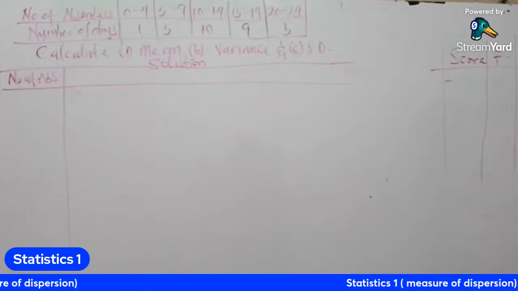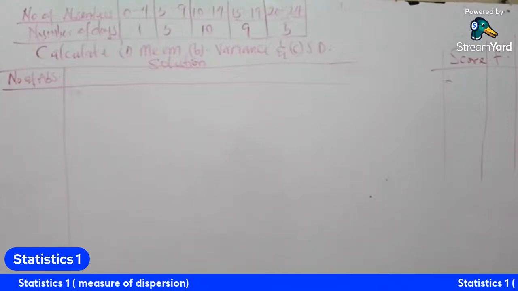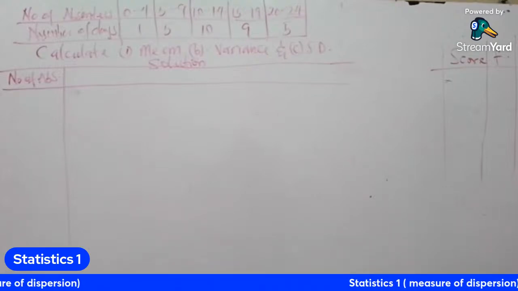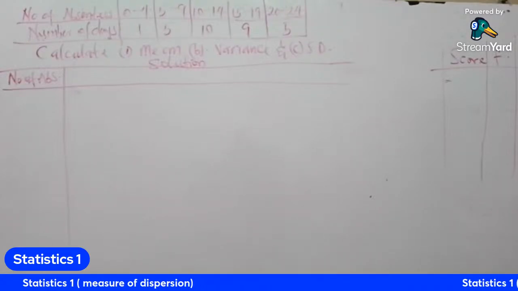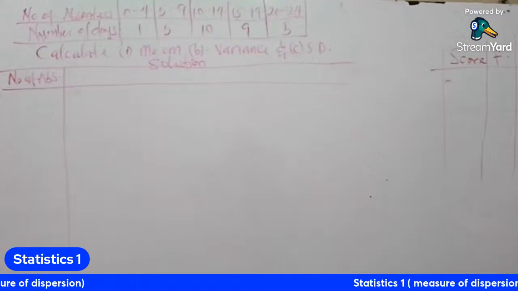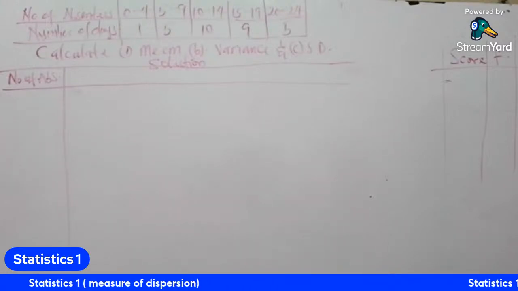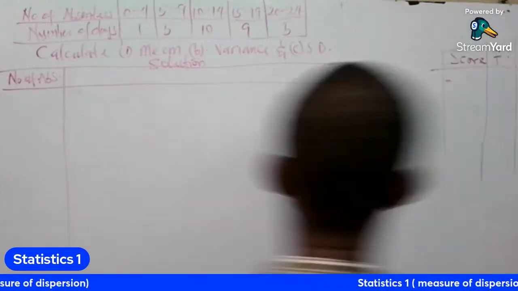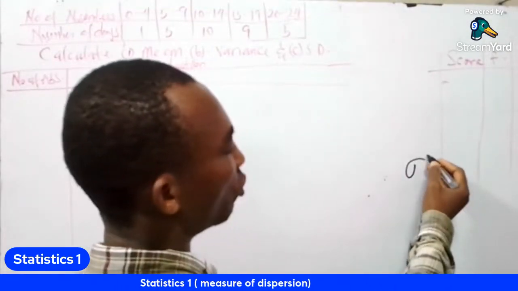So what is variance? The variance is the arithmetic mean of the squared deviations from the mean. When we get into the calculation, we will look at that critically. Variance is usually denoted with the small Greek letter sigma squared. So let's look at it one after the other.